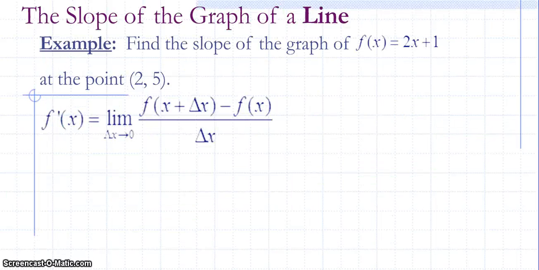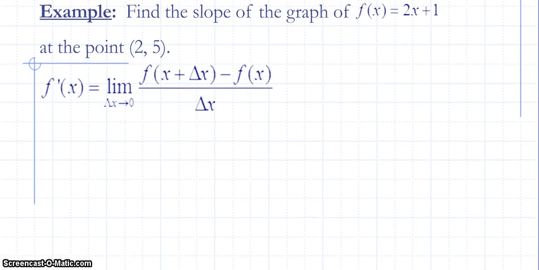Okay, let's do an example. Find the slope of the graph of f of x equals 2x plus 1 at the point (2, 5). We know that the derivative is the limit as delta x goes to 0 of f of x plus delta x minus f of x over delta x. So we just need to evaluate this limit when f of x is 2x plus 1.